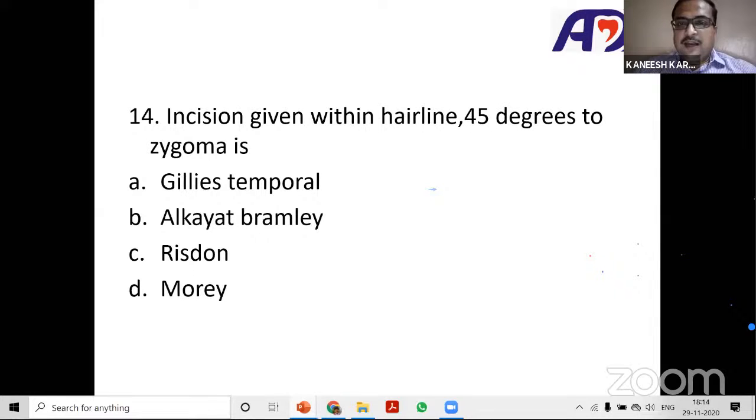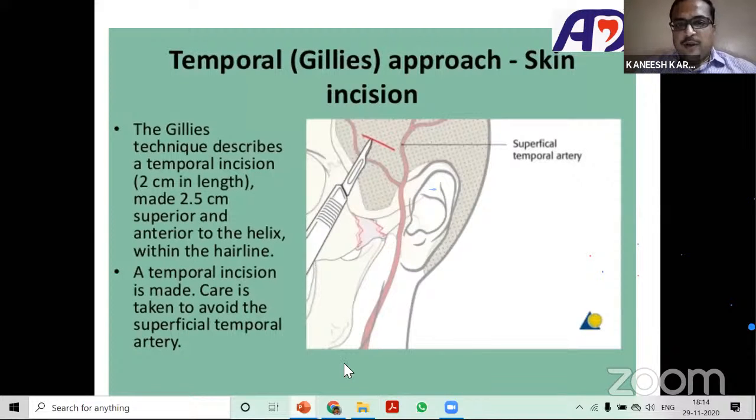Incision given within the hairline 45 degrees to zygoma is, yes, correct, Gillies temporal approach. This is the Gillies temporal approach, incision between the superficial temporal artery, two branches, 2 centimeter in the hairline, superior and anterior to the helix.